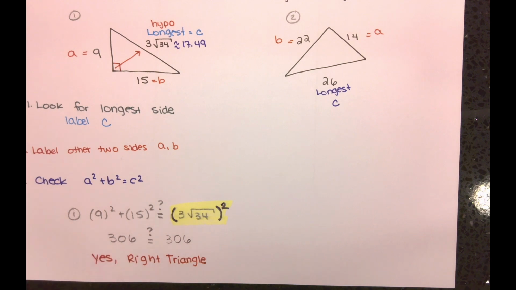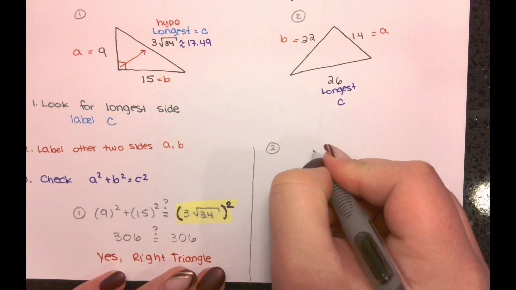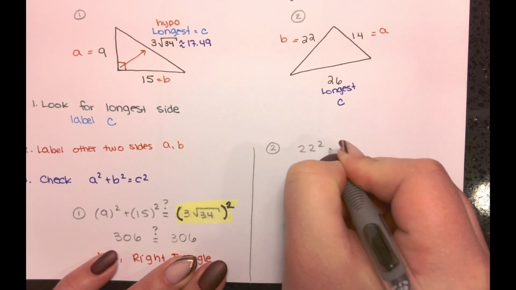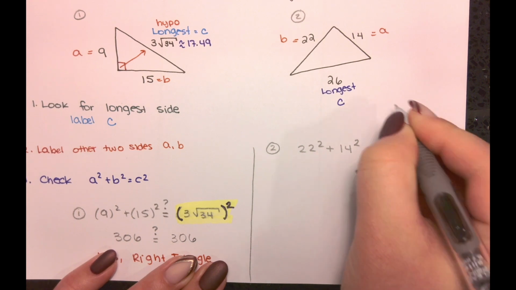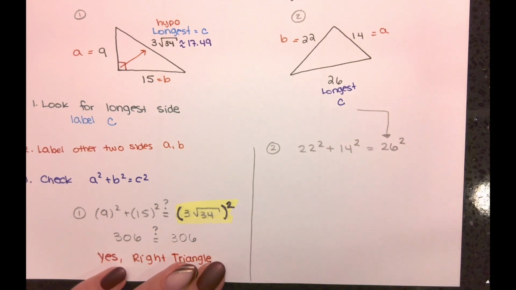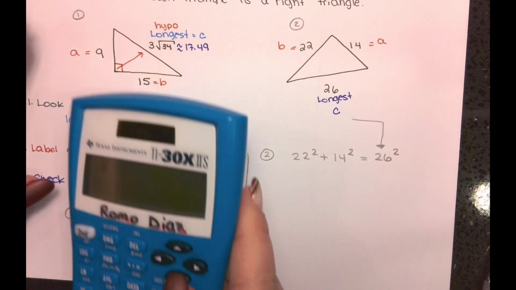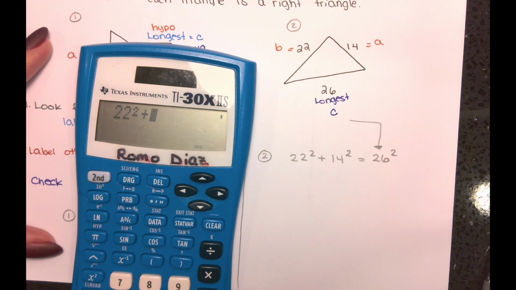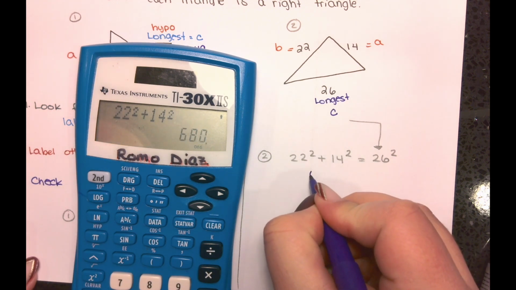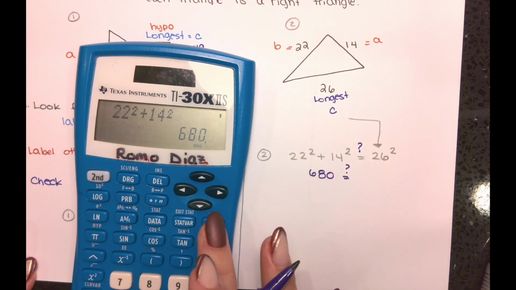Okay, let's do it again. Just separate this out. So we got 22 squared plus 14 squared equals 26 squared. Again, largest side needs to be your C value. Super duper important. Now this one, no square roots here, so we can just type this in. Again, two different parts, 22 squared plus 14 squared equals 680. And we're checking, right, because we don't know, so I'm going to put a little question mark here.